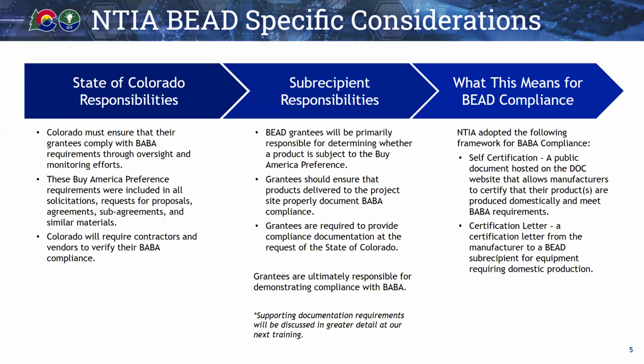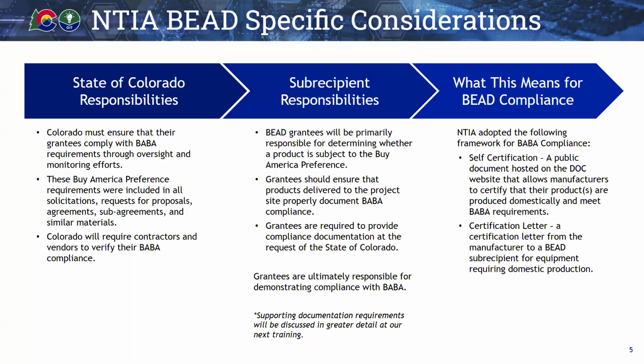At the subrecipient level, you all for your different project teams want to call this out, but as grantees, you are primarily responsible for determining whether a project is subject to the Buy America preference. So you are really the first line of defense on all of your projects. What that means for you all is you should be ensuring that products delivered to your project sites properly document BABA compliance. I know there are probably a lot of questions regarding documentation, and in the larger training later on next month, we'll be getting into that in a lot more detail, but I want to give a high level overview right now of what's required.